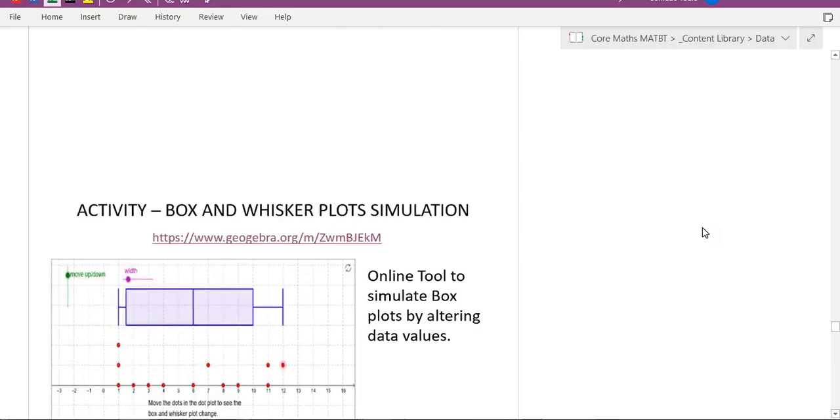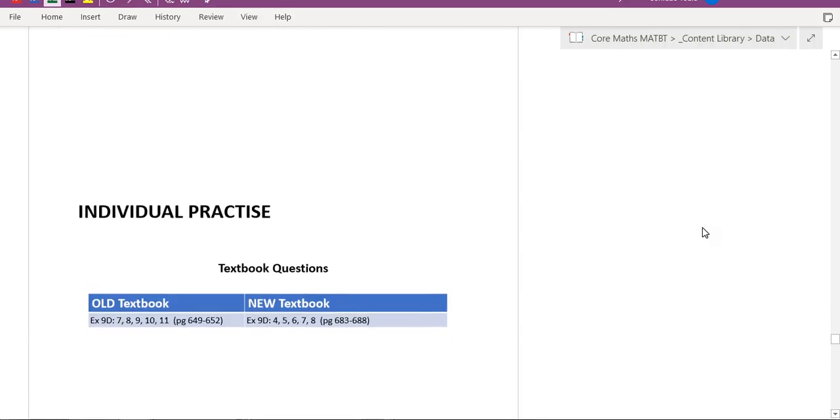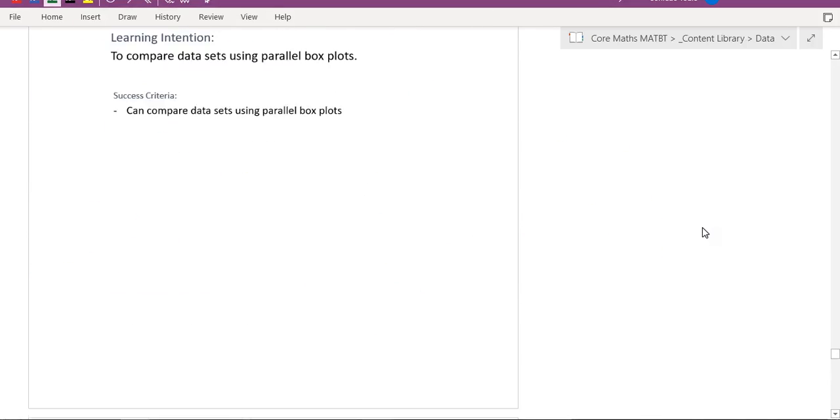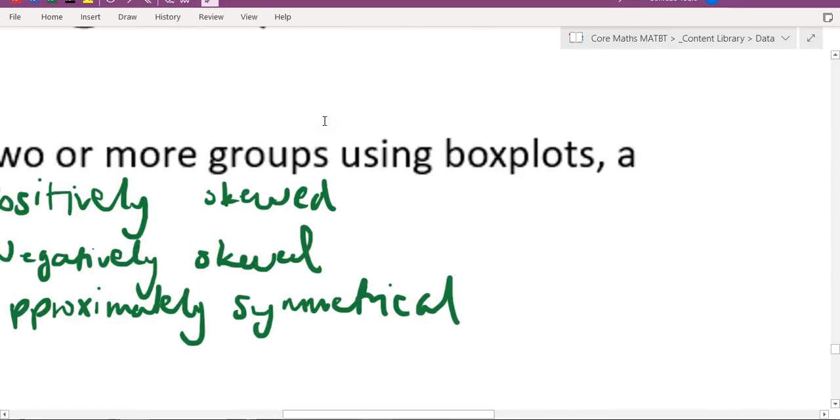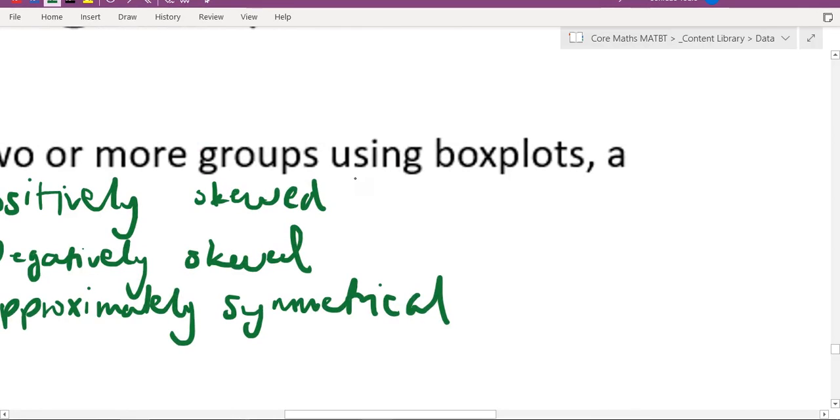So for your box plots, again, you've got three options when you're comparing. You've got either positively skewed, so as a box plot shape, that might look like this. Let's just draw it. So it's got a box plot. It's mostly on the left.